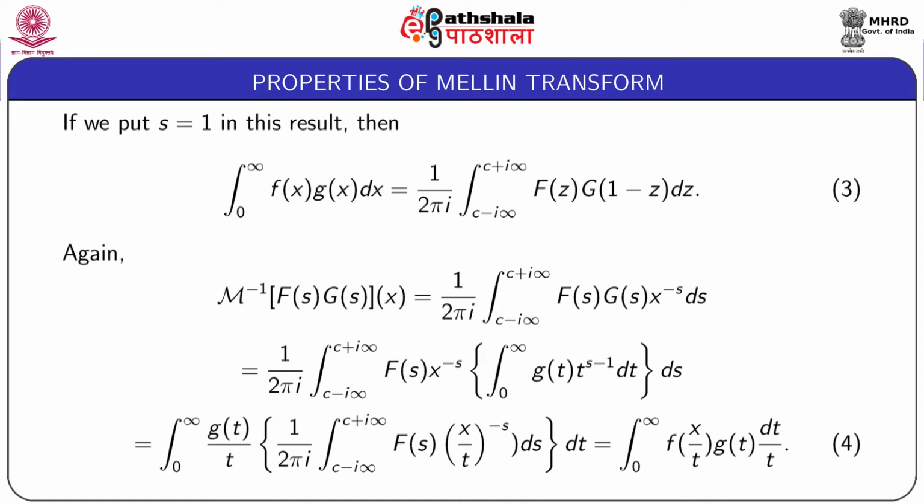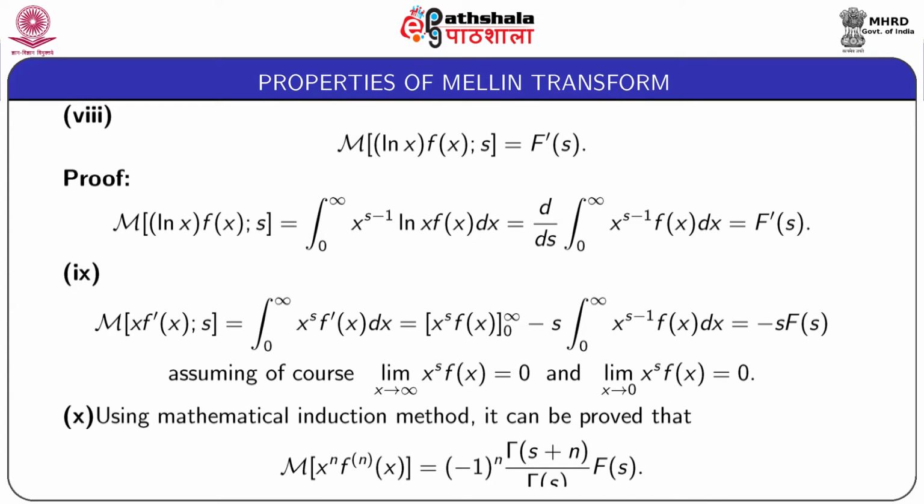Now, the inner integral is the Mellin inverse of small f(x/t). So, we can write the Mellin inverse of the product of capital F and capital G as integral from 0 to infinity f(x/t) g(t) dt/t, as given in equation 4. So, this proves the result.